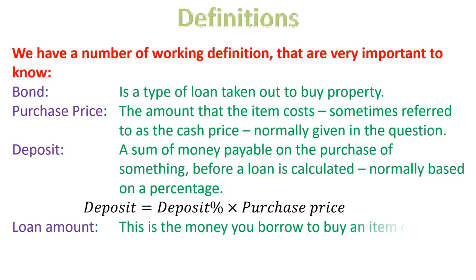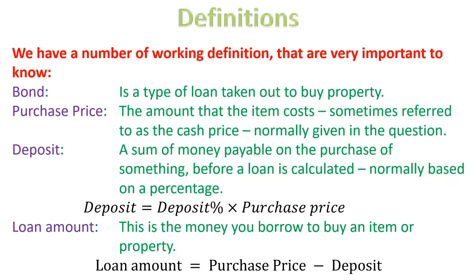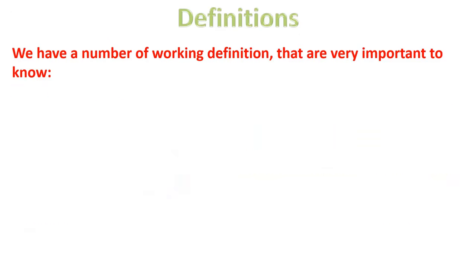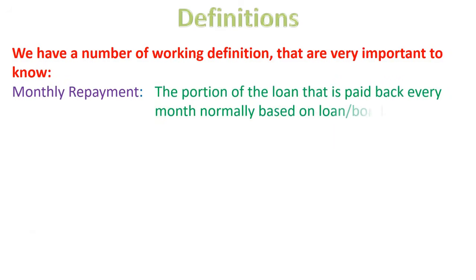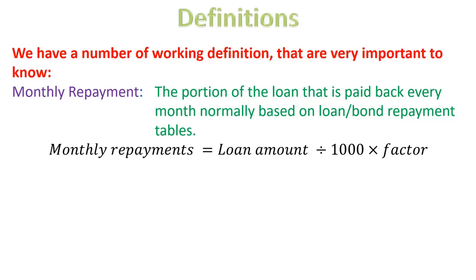Next definition, loan amount. This is the money you borrow to buy an item or property. Important formula. The loan amount equals the purchase price minus the deposit. That deposit is what we've just calculated or just spoken about. Our next definition, monthly repayments, is the portion of the loan that is paid back every month, normally based on a loan repayment table.